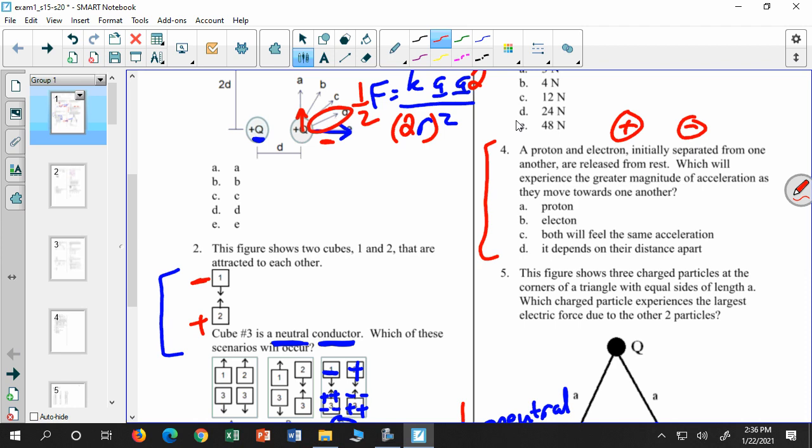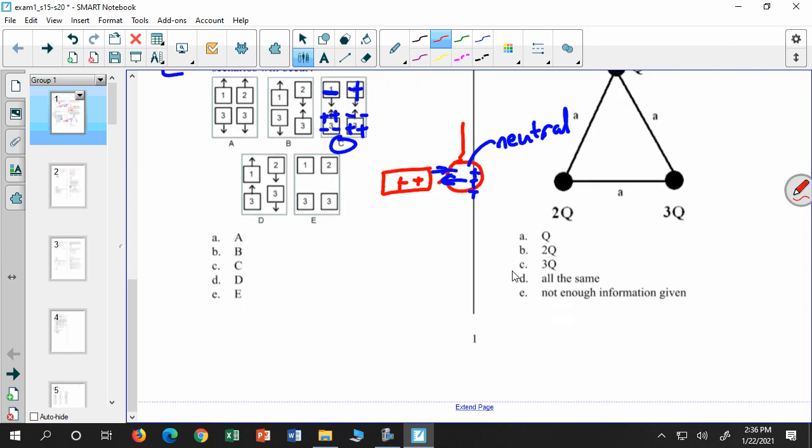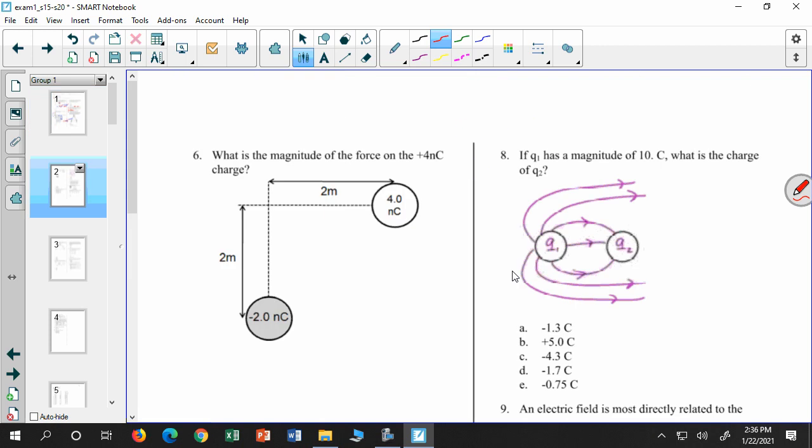And so my proton is like over here, and my electron is like over here. The proton just doesn't move very fast because it has a lot of inertia. So that means that the electron is going to zoom over. It has a much smaller mass and much less inertia. Okay? Don't forget the masses. Those masses, by the way, are on your equation sheet.